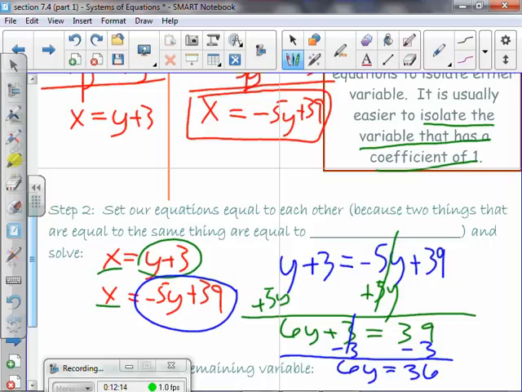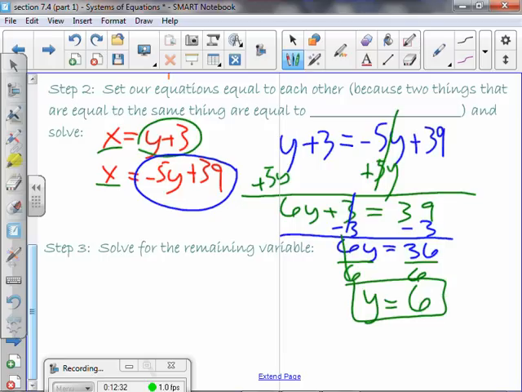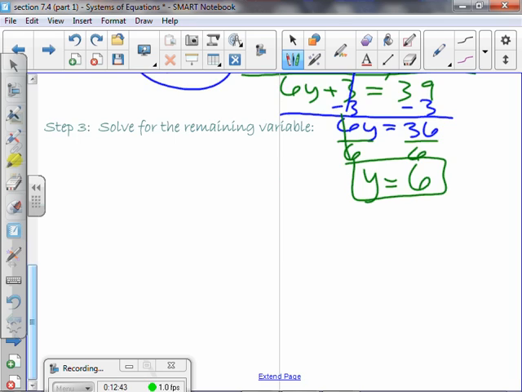I will give myself some more space. And I will divide both sides by 6. Those 6's equal 1, so 1y, or just y, is equal to 36 divided by 6, so y is equal to 6. Okay? I'm not done, though, because I've only found y. I still want to find x. So what I'm going to do is the same thing we've been doing. I'll keep it over to the side here.